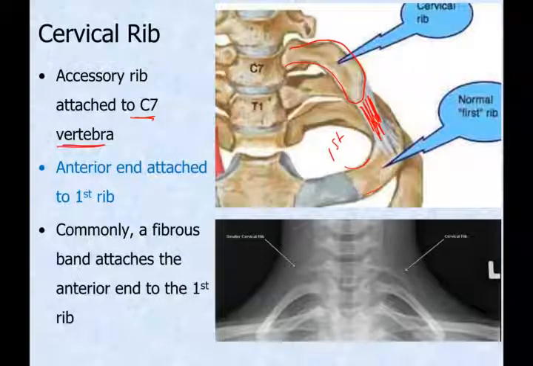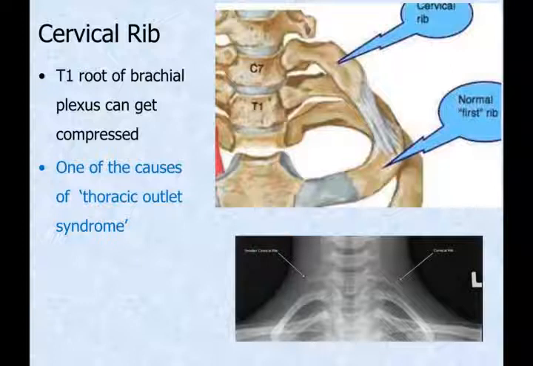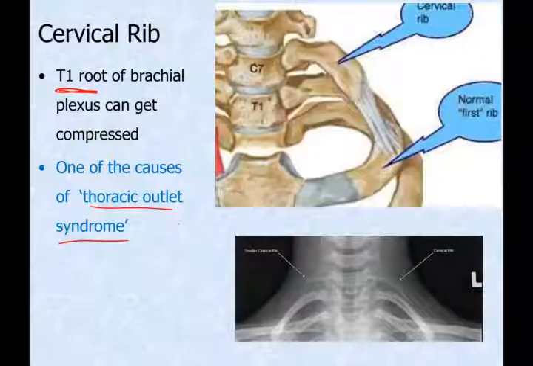Because of this attachment, the structures passing over the superior surface of the first rib, like the subclavian artery and, more importantly, the lower root of the brachial plexus passing here, can get compressed. That compression can affect the T1 nerve root of the brachial plexus, and this is thoracic outlet syndrome. Again, you will learn it later, not now. When you do the thorax, you will learn it. Thoracic outlet is that area.